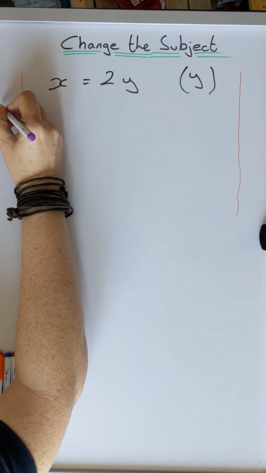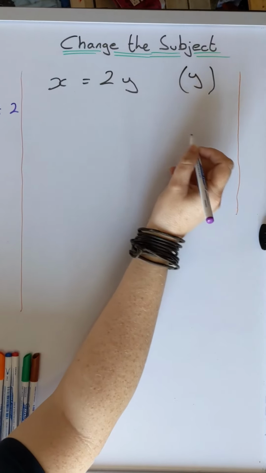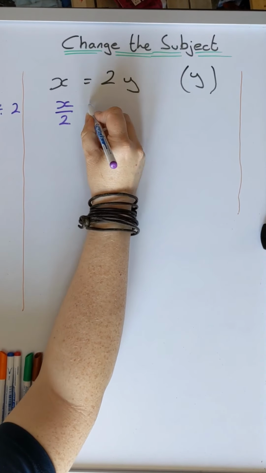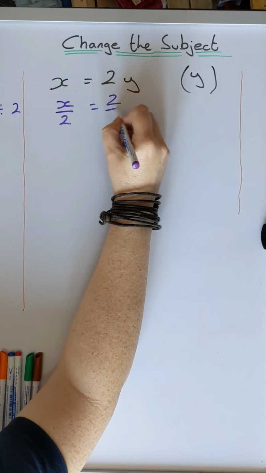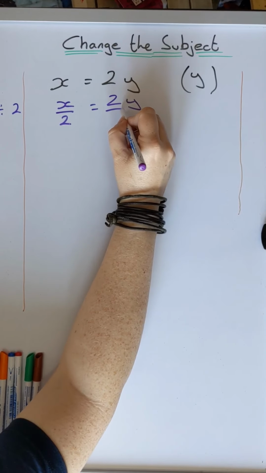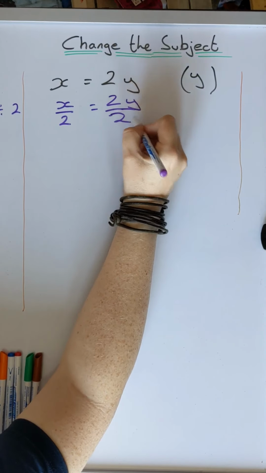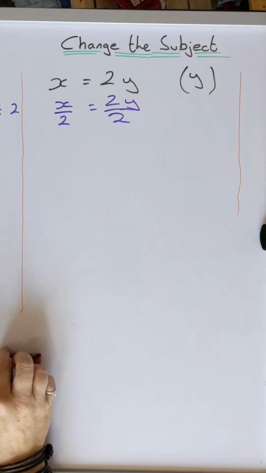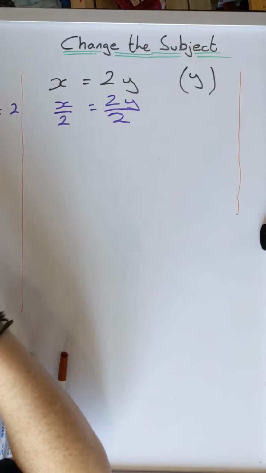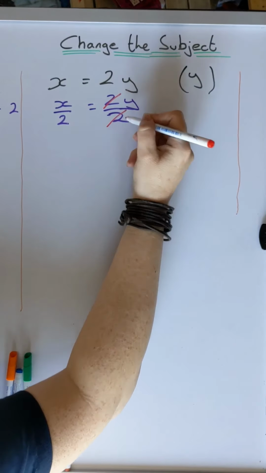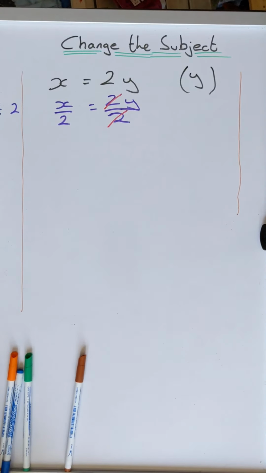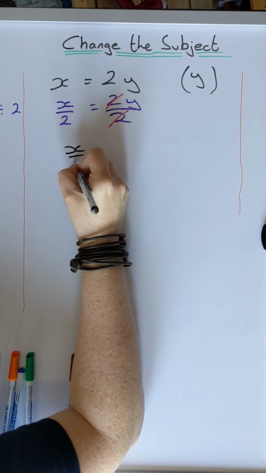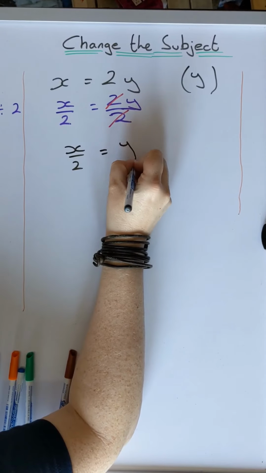So I'm going to divide both sides by 2, and that would give me x divided by 2 equals 2y divided by 2, and that 2 will cancel out. Just like the normal fractions, and we end up with x over 2 equals y.